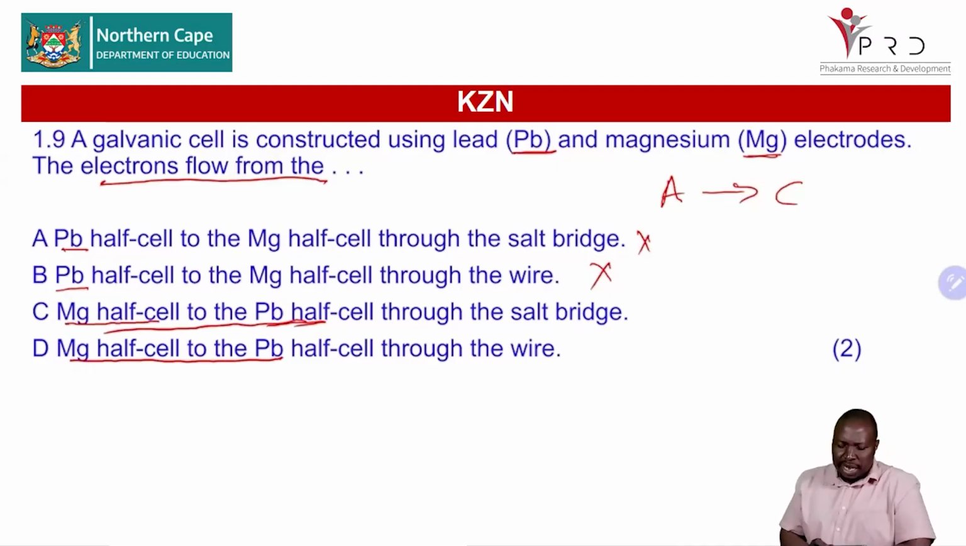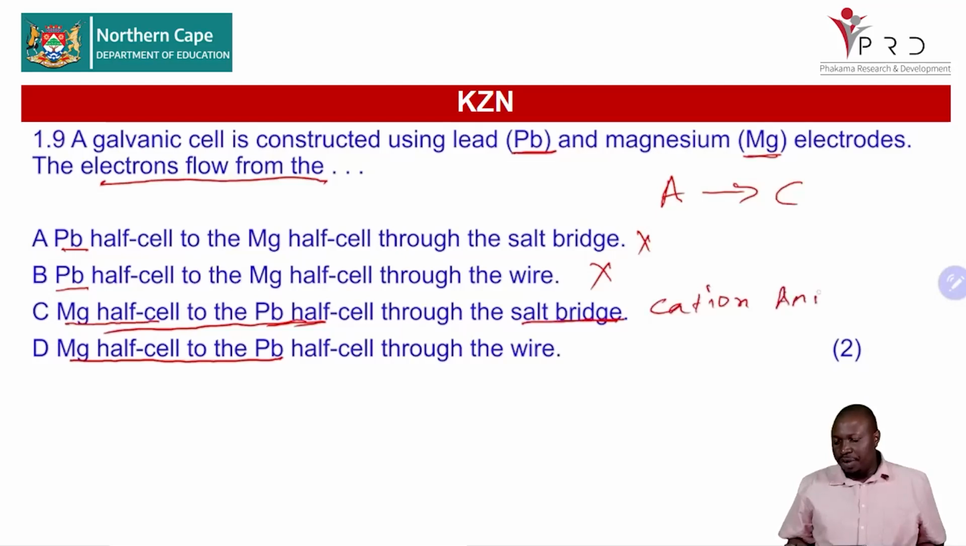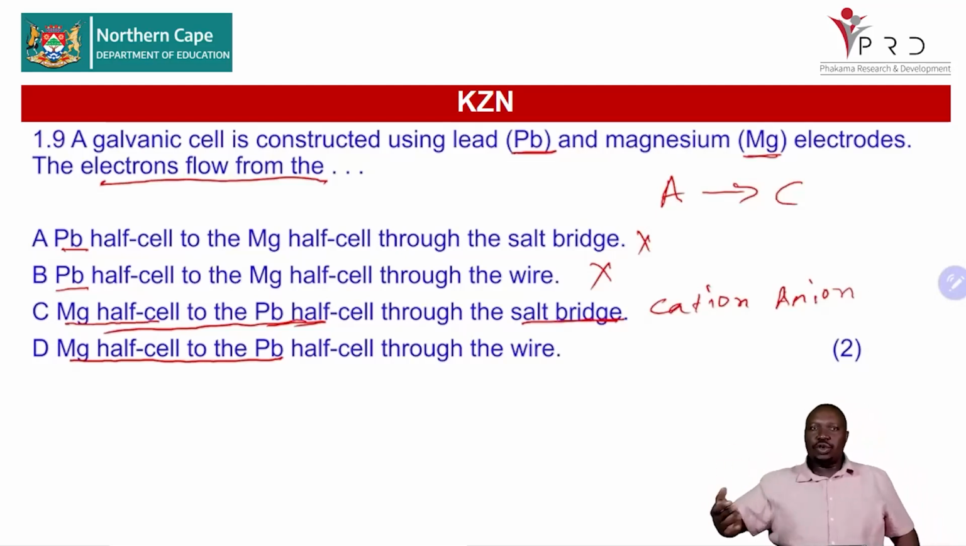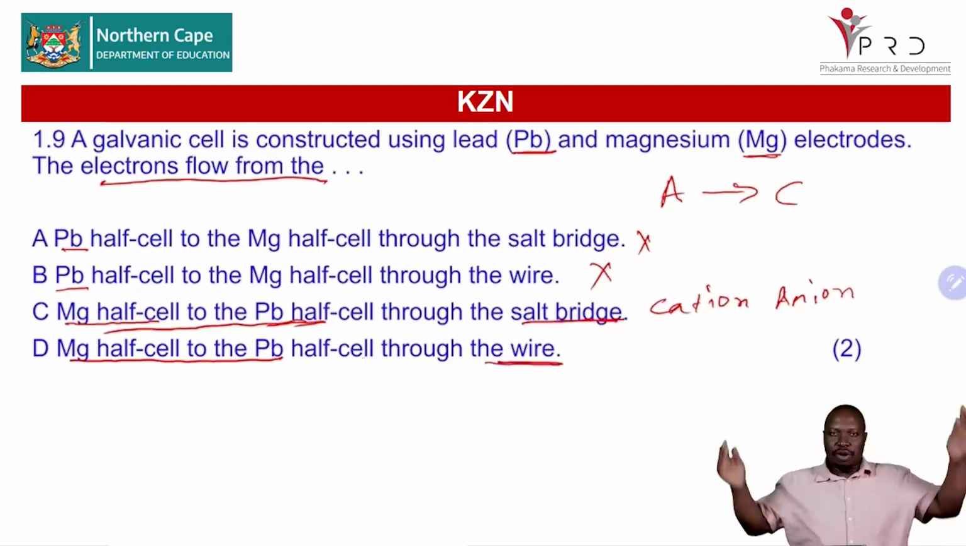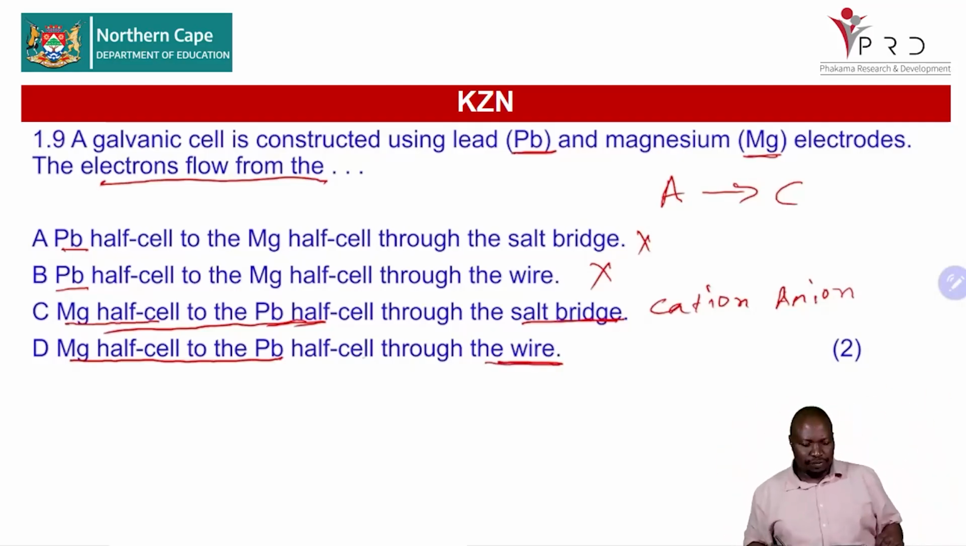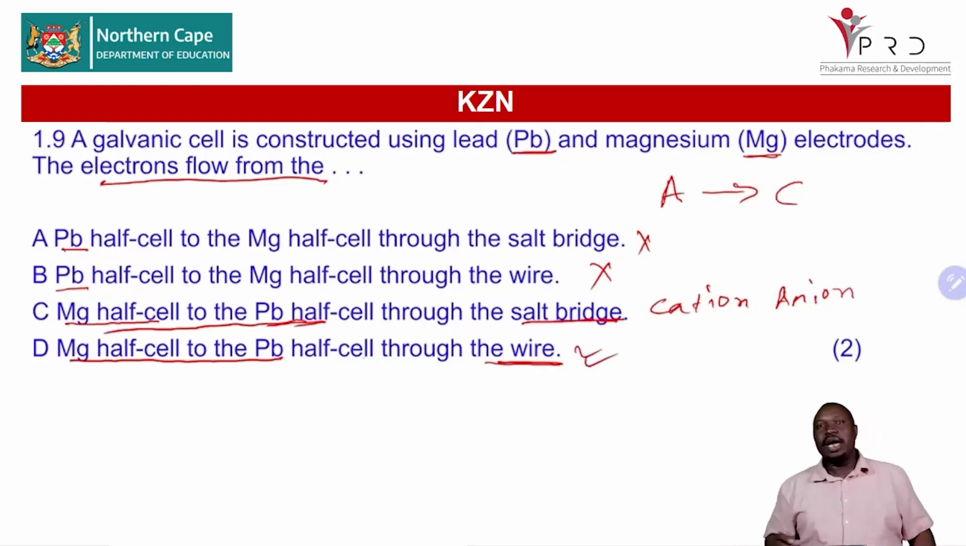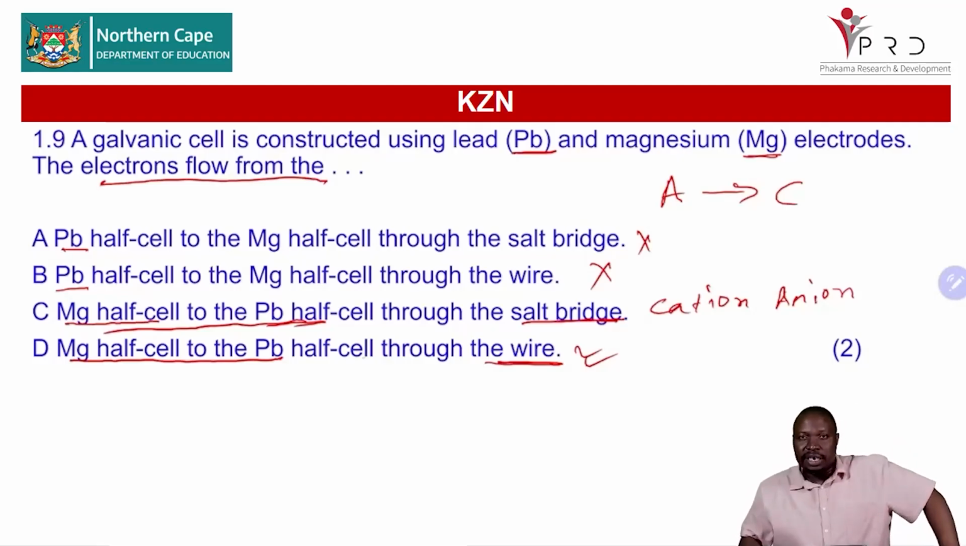Now, the issue here is, are the electrons going to flow through the salt bridge? I think we talked about this at the beginning of the lesson, to say the electrons don't flow through the salt bridge. It's the ions. Remember we said it's the cations and the anions that flow through the salt bridge in order to maintain neutrality. So magnesium half cell to the lead half cell through the conducting wires. Remember, with those conductors, that's where our electrons flow. So number D becomes your answer. I hope that question will help you and further increase your understanding of this topic.